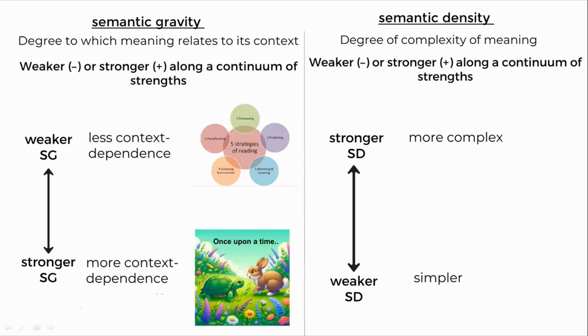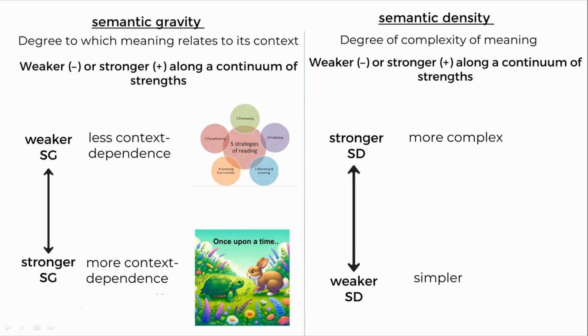Okay, no problem. So when a student, for example, is referring to a specific interaction in a particular lesson, that's far more context dependent than if they are referring to generalized strategies which are applicable across contexts. And semantic gravity can be weaker or stronger along a continuum of strengths. Okay. And then semantic density allows you to explore complexity of meaning. And of course, as with semantic gravity, it can be weaker or stronger along a continuum of strengths.